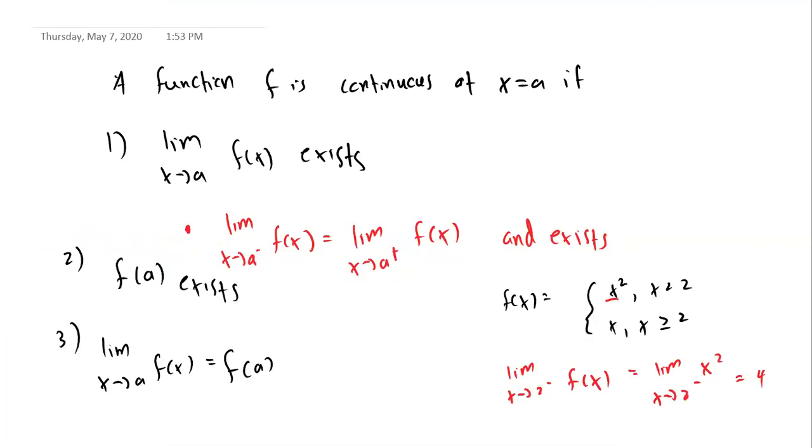For differentiability, of course, it's different. If you have any edge like this, it's not differentiable there. So whenever you have an edge, it's not differentiable, and whenever you have some sort of vertical slope, so something that looks almost vertical, it would be not differentiable. And of course, if it's not continuous, it's not differentiable.